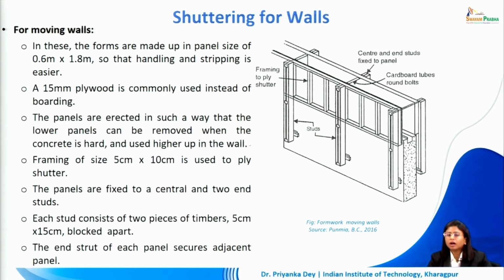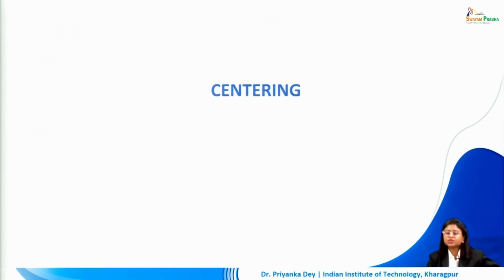The framing of size 5 cm cross 10 cm is used to ply the shutter, and the panels are fixed to a central and two end struts. Each stud consists of two pieces of timber 5 cm cross 15 cm blocked apart, and the end strut of each panel secures the adjacent panel. So this was about shuttering.